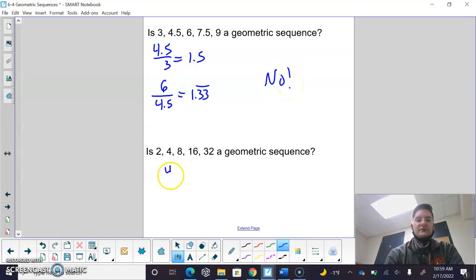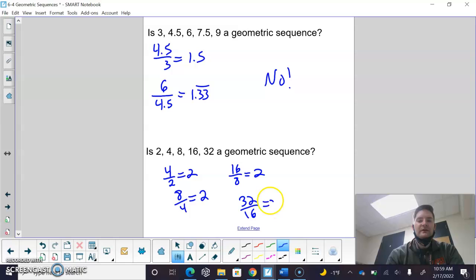And then this one, we're going to do the exact same thing. We're going to do 4 divided by 2, which is 2. And we're just going to keep dividing those next terms. And yes, this one is a geometric sequence.